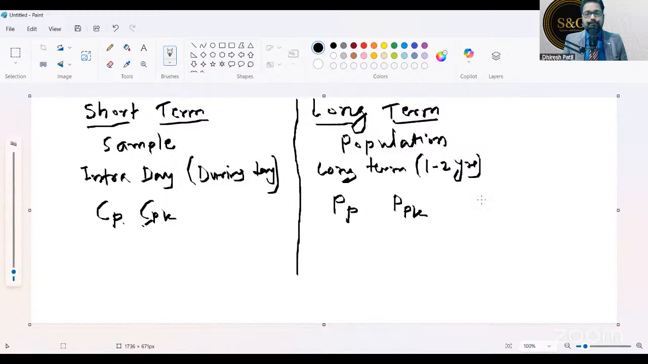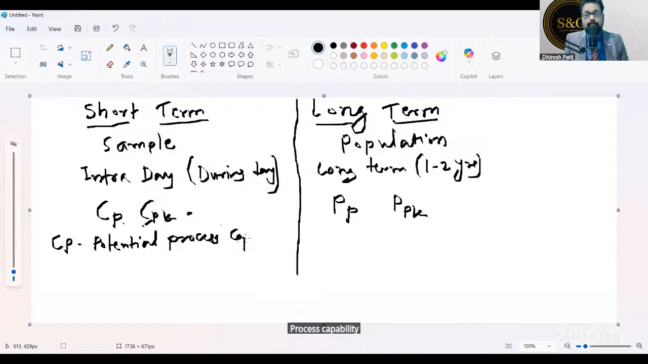Okay. Now CP meaning, what was the full form of CP that I told you? What is CP? Potential process capability. And what is CPK? Process capability index. Write this down.